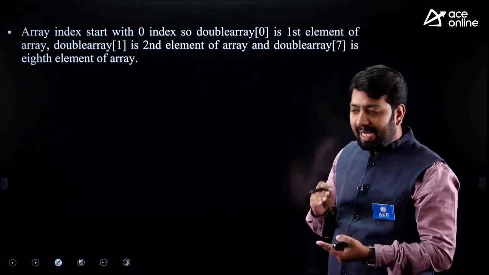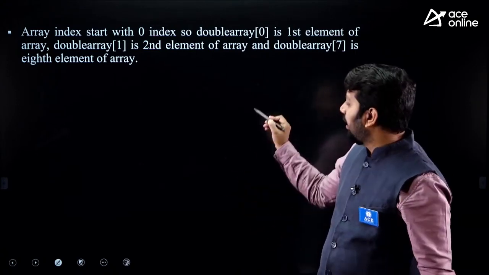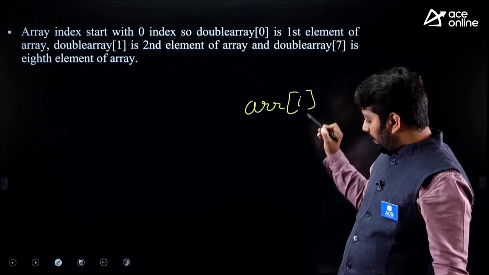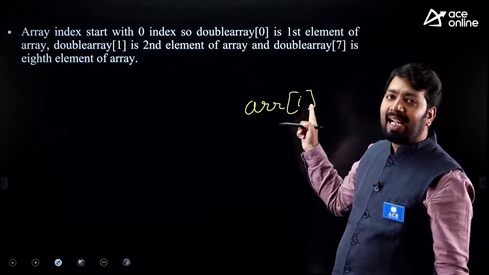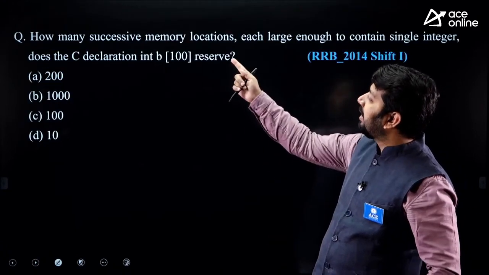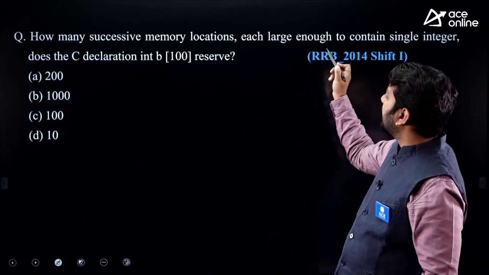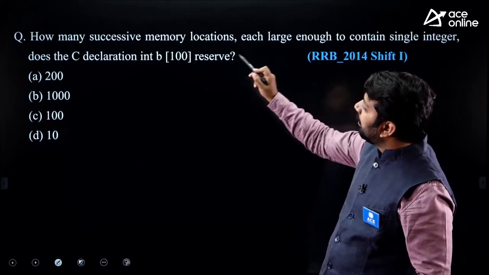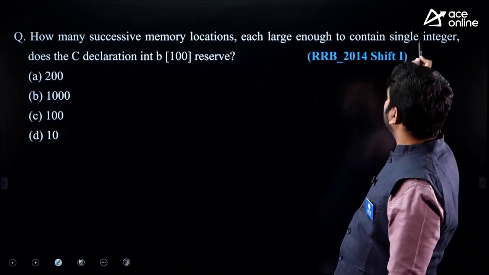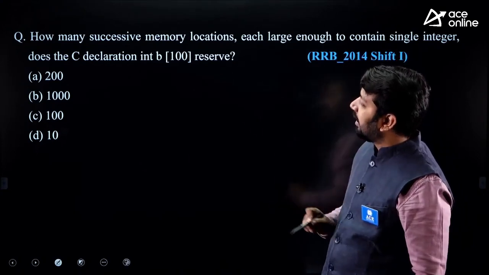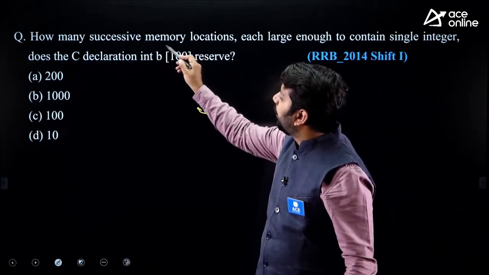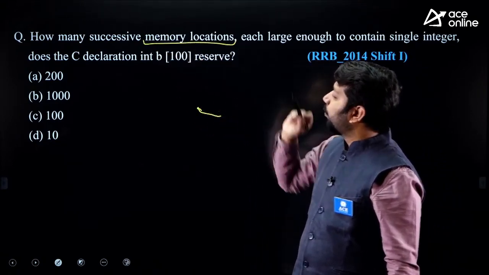That's why if I write ARR of I, that means my element is I plus 1. Fine. How many successive memory locations, each large enough to contain a single integer, does the C declaration int b[100] reserve? Notice what it is saying, memory locations.